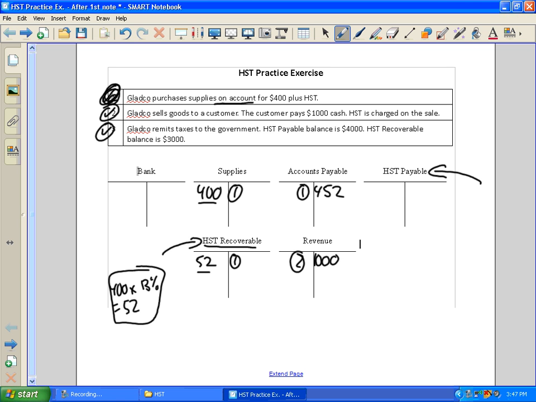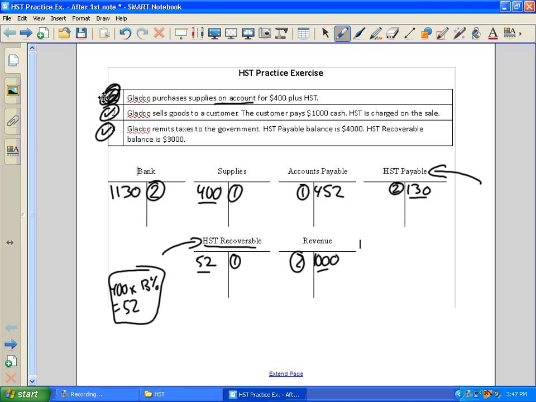So what we're going to do is credit HST payable for 130 bucks. I'm not going to put the calculation up there. Just trust me that 13% of 1,000 is $130. And we credit HST payable because it acts like a liability. We're going to owe that money. Now, because the customer paid cash, we debit the bank for $1,130, plain and simple, which is the price tag plus the taxes we charged on the sale. That's the first two.